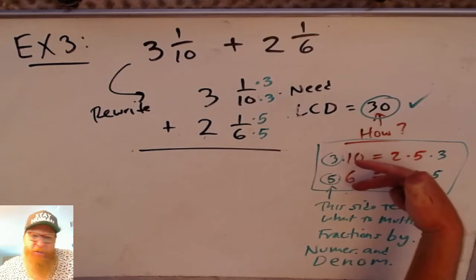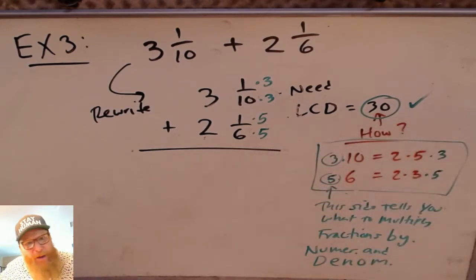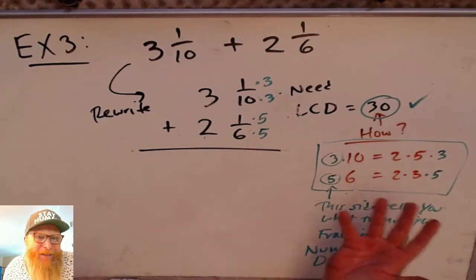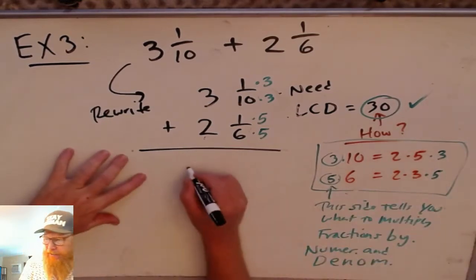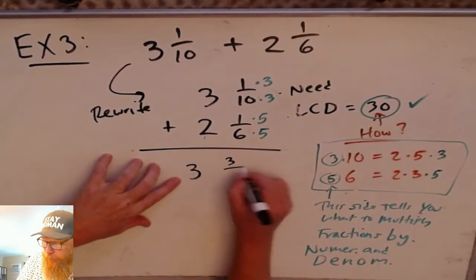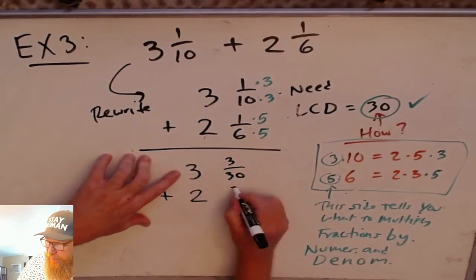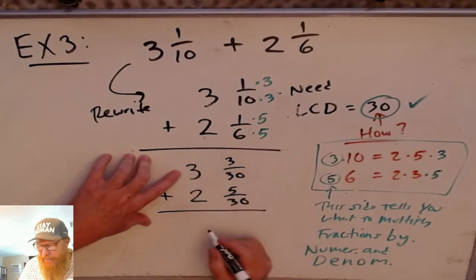If you do the LCD in your head, then you just have to know what these numbers are because you did it all mentally. But if you write out all the steps, then you have a record. I call this a receipt. It basically tells you what you paid for it, in case you forgot. So now we've got 3/30 plus 5/30, and now you can add these together.